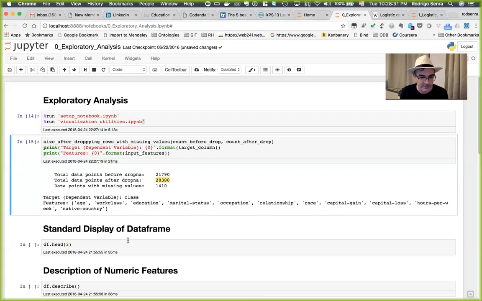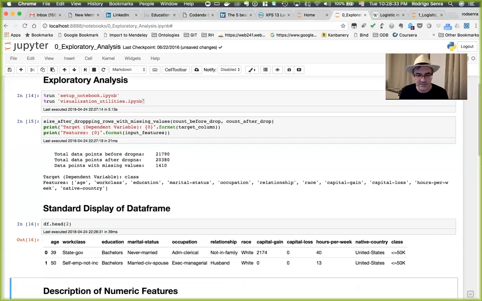So let's continue. This is just what each of these 20,000 records looks like. So we have, for instance, a given anonymous person that has age 29, whose work class is working for the state. He has a bachelor's education, never married, and so on.